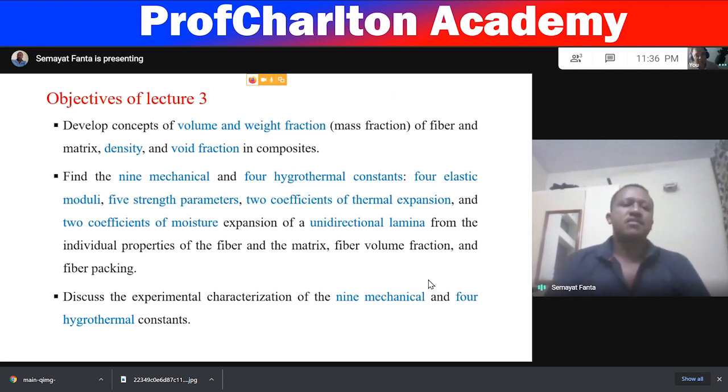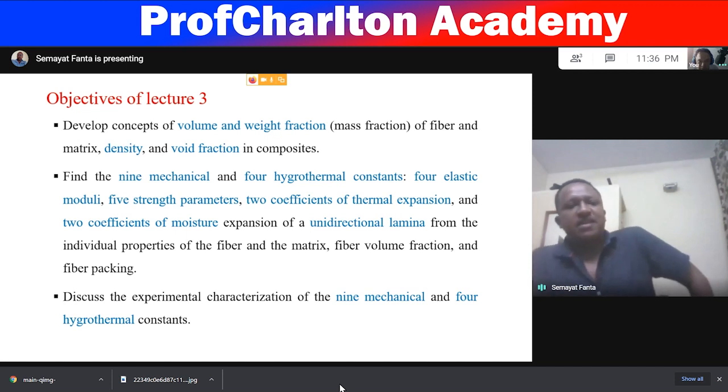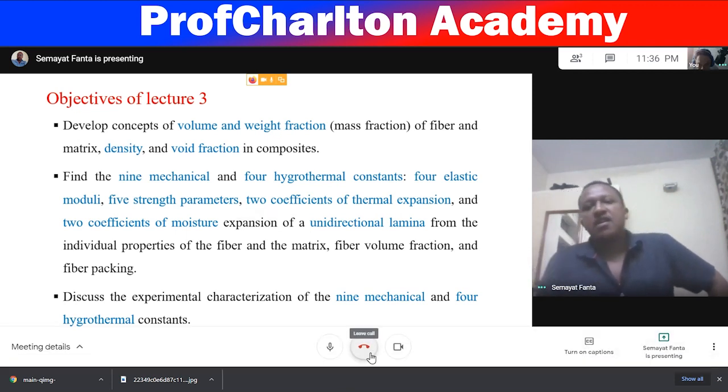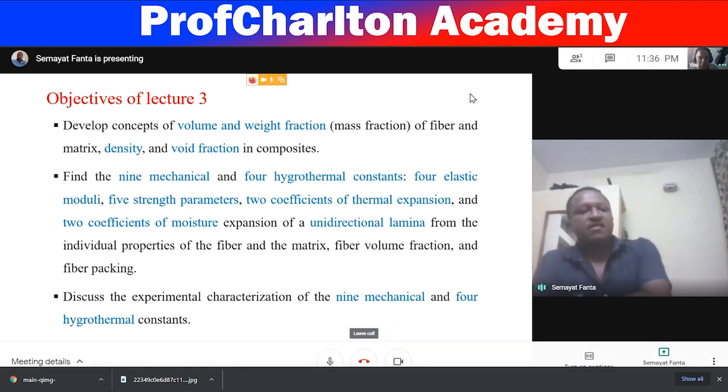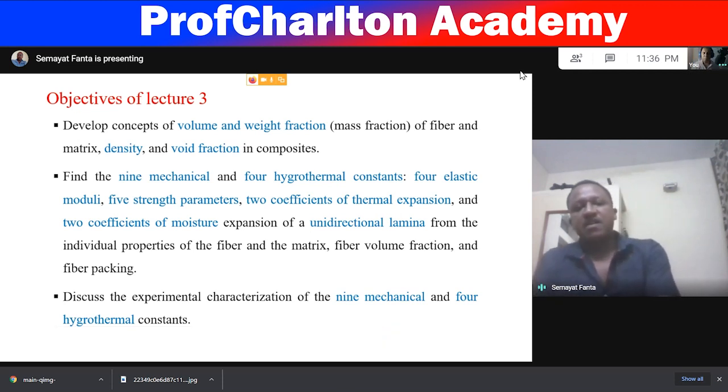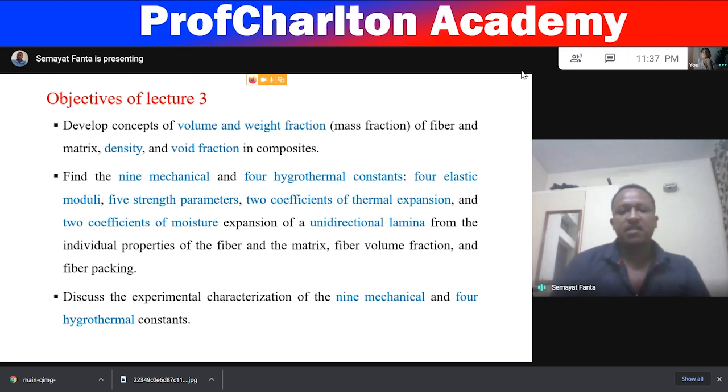The objective of lecture 3 is developing the concept of volume and weight fraction of fiber and matrix, density and void fraction in composite. Find the 9 mechanical and 4 hydrothermal constants, 4 elastic moduli, 5 strength parameters, 2 coefficients of thermal expansion and 2 coefficients of moisture expansion of a unidirectional lamina from the individual properties of the fiber and the matrix, from fiber volume fraction and the fiber packing density.